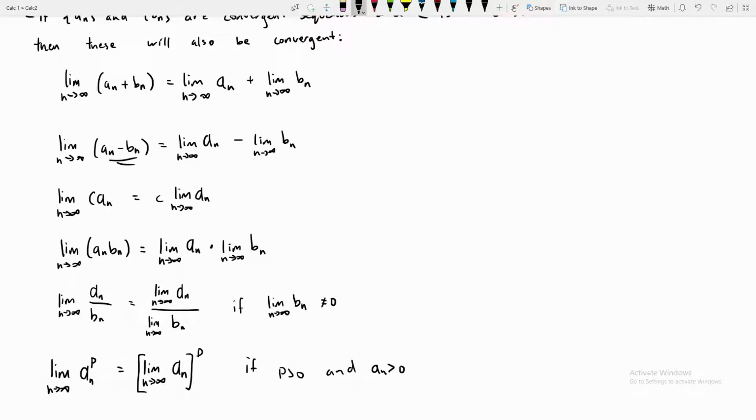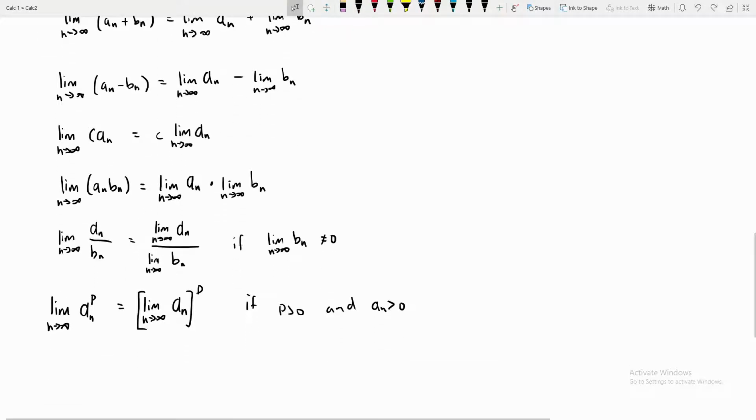If we have the difference of two sequences, that will also be convergent, provided, again, that both of the separate sequences are convergent. If we have an integer multiple of a sequence, that will also be convergent. If we multiply those sequences, that will also be convergent. And for the division, this will be convergent provided that the bottom is not equal to 0, so the limit of B of n, the second sequence, is not 0.